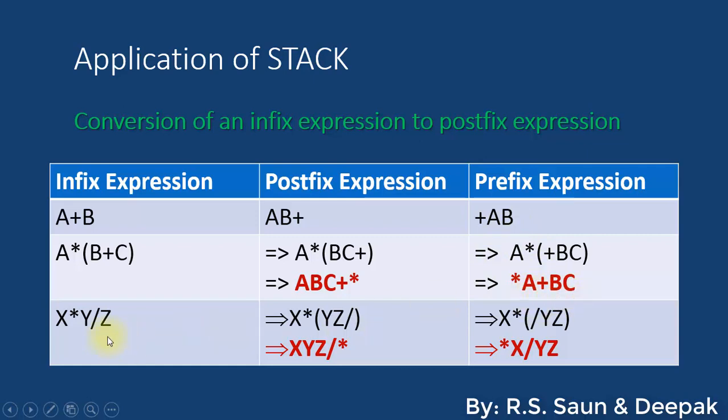Okay, let us try one more, and that is x multiplied by y divided by z. So according to BODMAS we have to evaluate this expression first. Okay, so obviously you can see y z divide for the postfix, and then again multiplication goes toward the right hand side and we get x y z divide multiplication. And similarly for the prefix expression, you first of all evaluate division first, divide y z, and then this will act as a complete term, so multiply will go toward the left hand side and we will get multiply x divide y z. Okay, so this is it, very simple, isn't it?